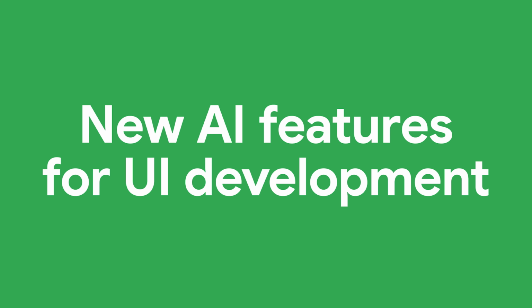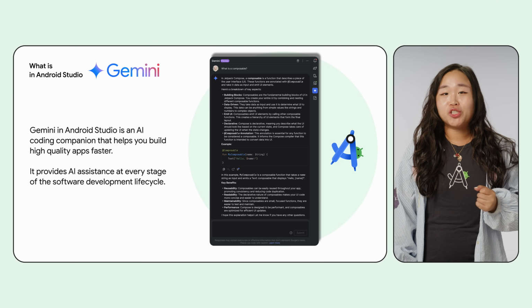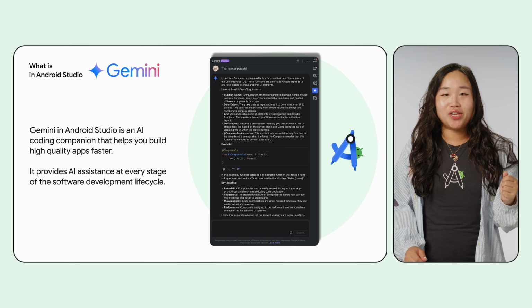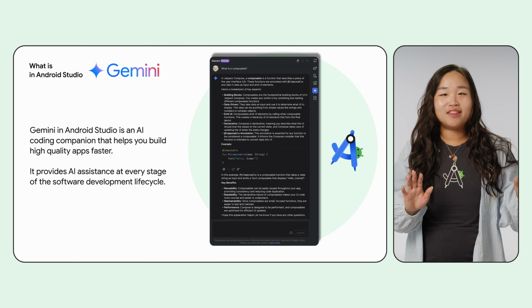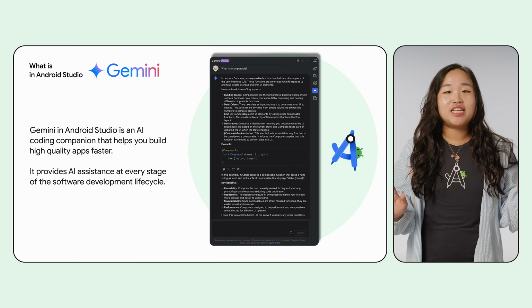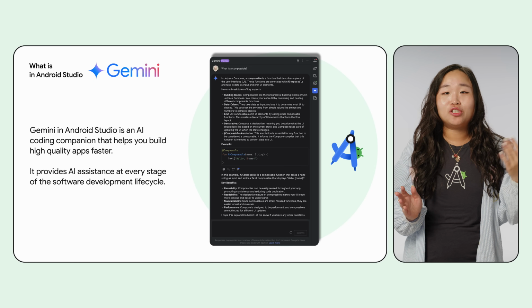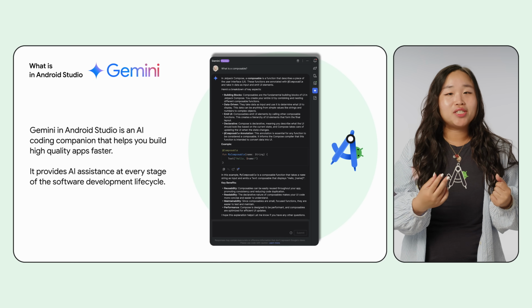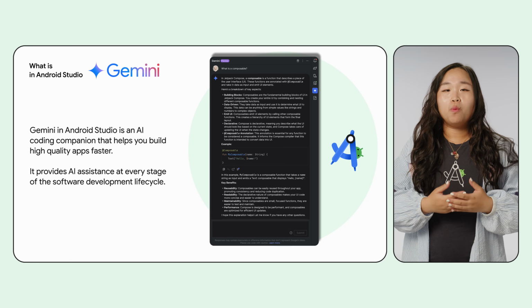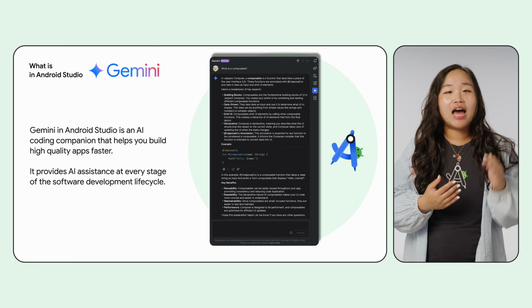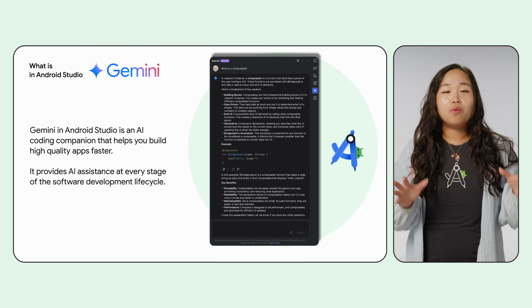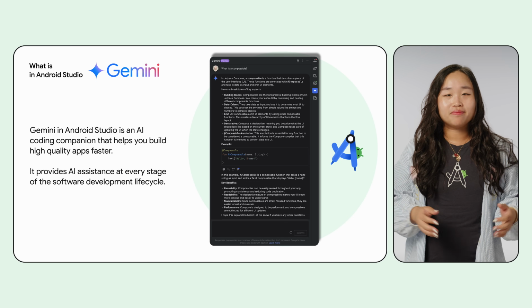So, what are some new AI features for UI development we're showing today? First and foremost, Gemini in Android Studio is an AI coding companion that helps you build high-quality apps faster. Beyond the chat, our team has been incorporating Gemini in Android Studio service with actions such as code transform or rename variables. We want to provide AI assistance at every stage of the software development lifecycle. For today, we'll focus on UI development.